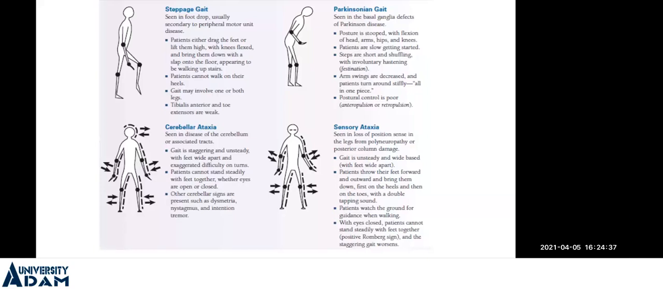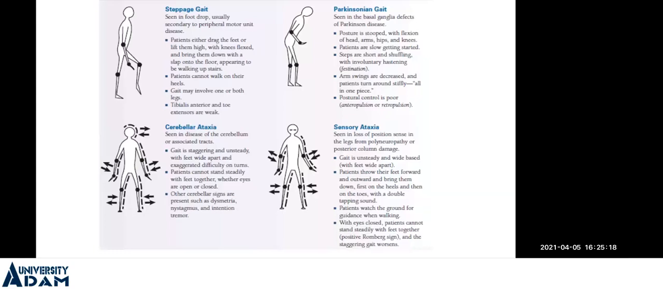The next one is cerebellar ataxia. It is seen in disease of the cerebellum or associated tracts. Gait is staggering and unsteady with feet wide apart and exaggerated difficulty on turns. The patient cannot stand steadily with feet together, whether eyes are open or closed. Other cerebellar signs are present, such as dysmetria, nystagmus, and intention tremor.